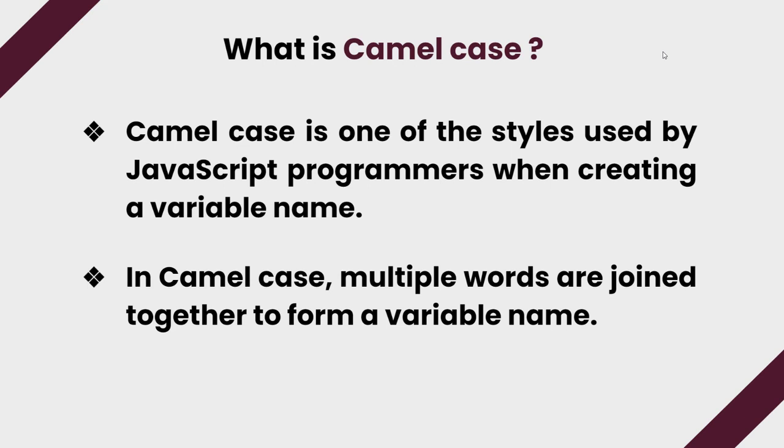Camel case is one of the styles used by JavaScript programmers when creating a variable name. What this means is that camel case is a style you apply when you are trying to create a variable name. Now we already know how a variable name looks, and we also know the rules you should follow when creating a variable name. But now we are going to see a style or pattern of how we can create a variable name.